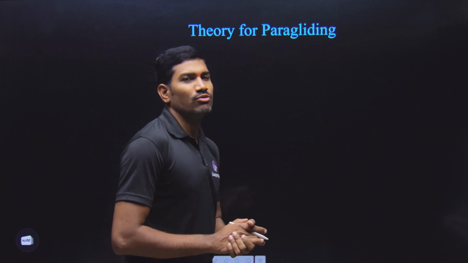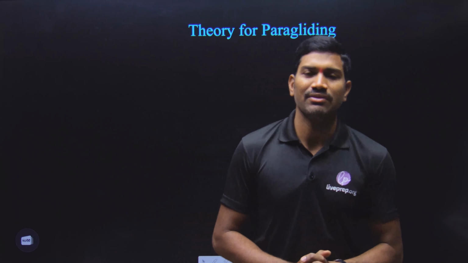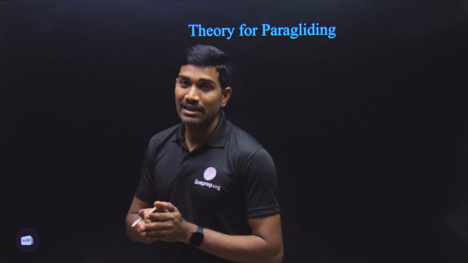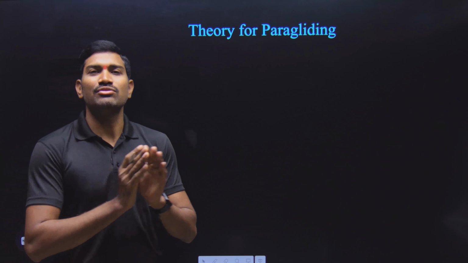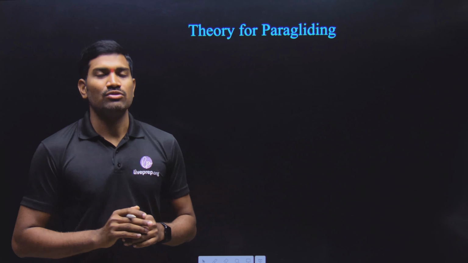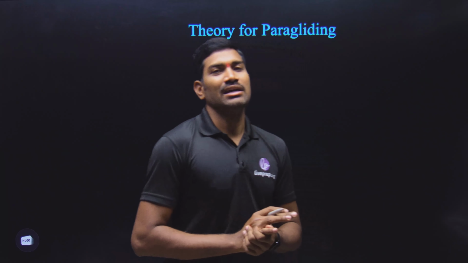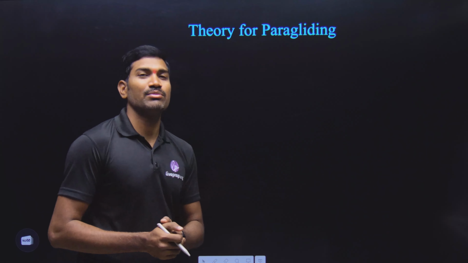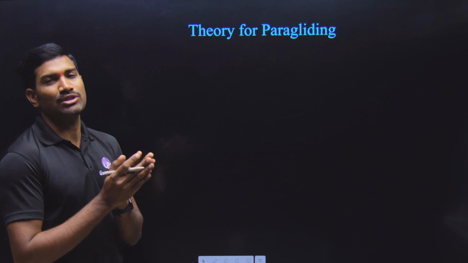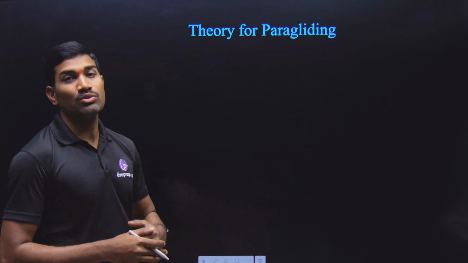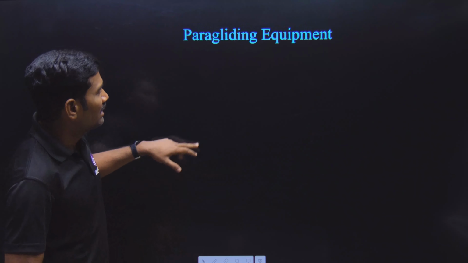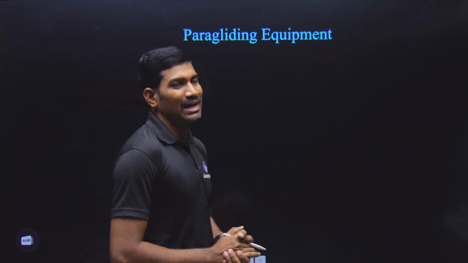And now we are directly going with the theory that is required for the paragliding course. Here I will mainly give you the headings only. Based on the headings, you can search on the internet, on YouTube. You will get many videos and even some information also. So try to get that information, so that once you are going to the course, it will be easy for you. Okay. And here, first we will go with the paragliding equipment.